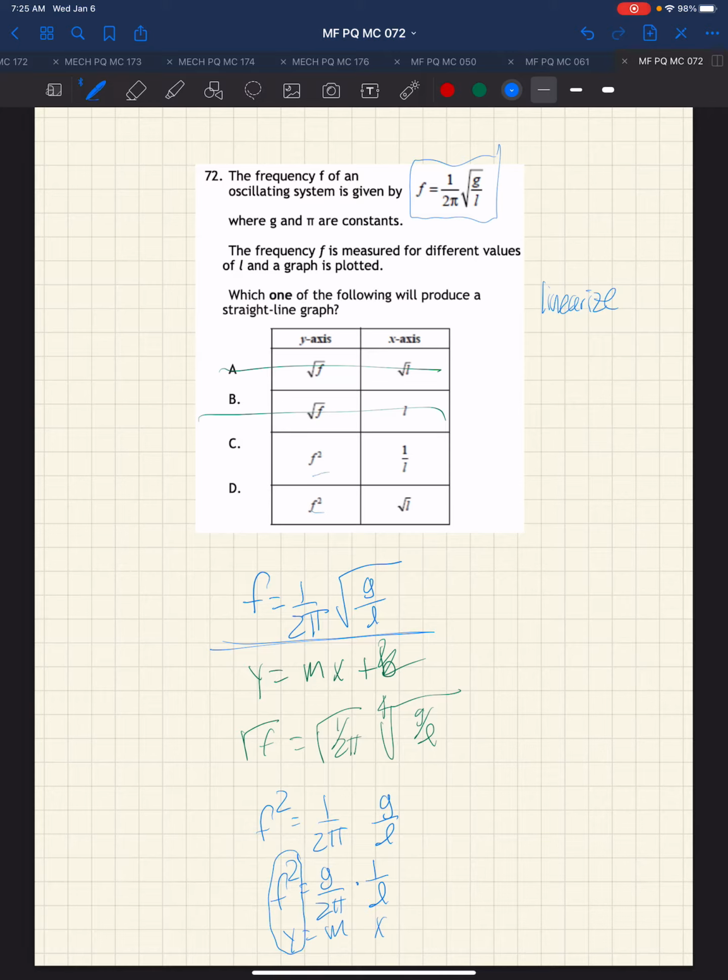That's choices C and D. The slope is g over 2 pi. g is 9.81. And x then would be 1 over L, which is choice C.